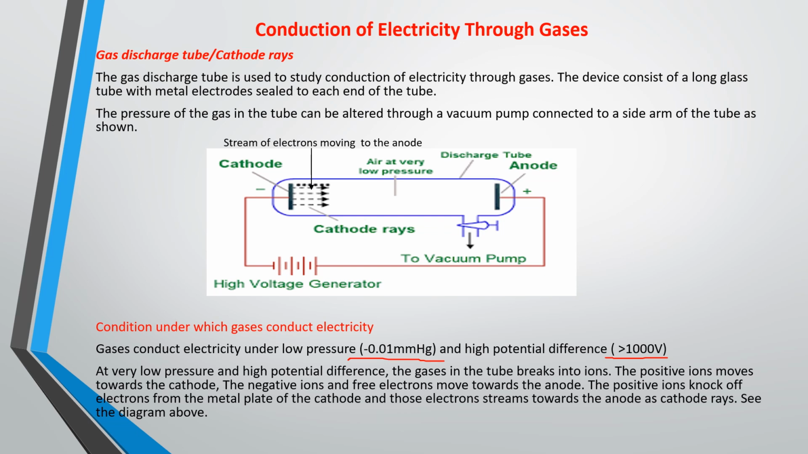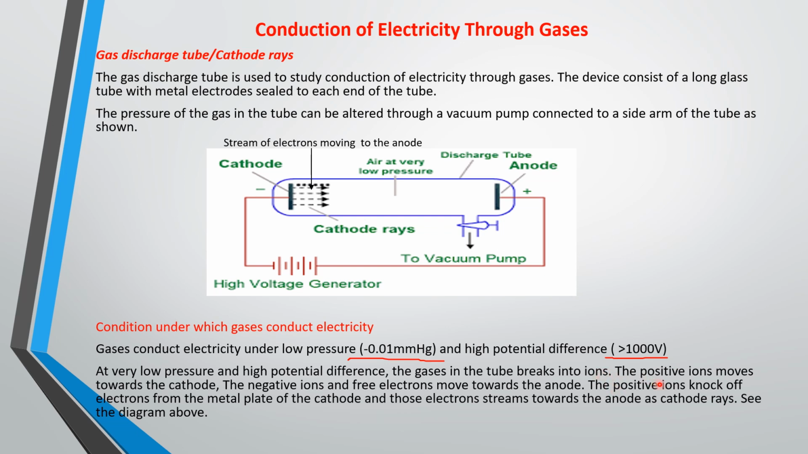So how does this happen? Don't forget that conduction of electricity has to do with movement of ions within the fluid. When there is movement of ions or electrons within the fluid, you have an electric current. So how do gases conduct electricity in this particular tube? At very low pressure and high potential difference, the gases in the tube break into ions.